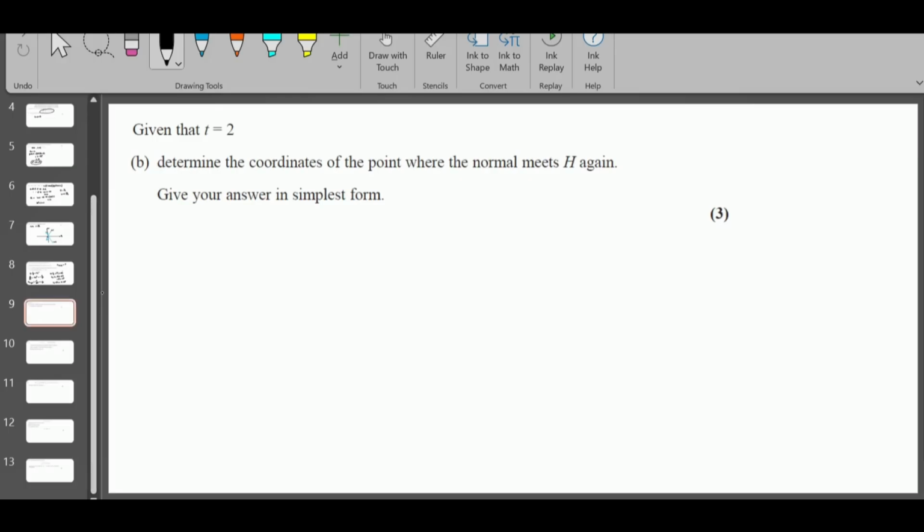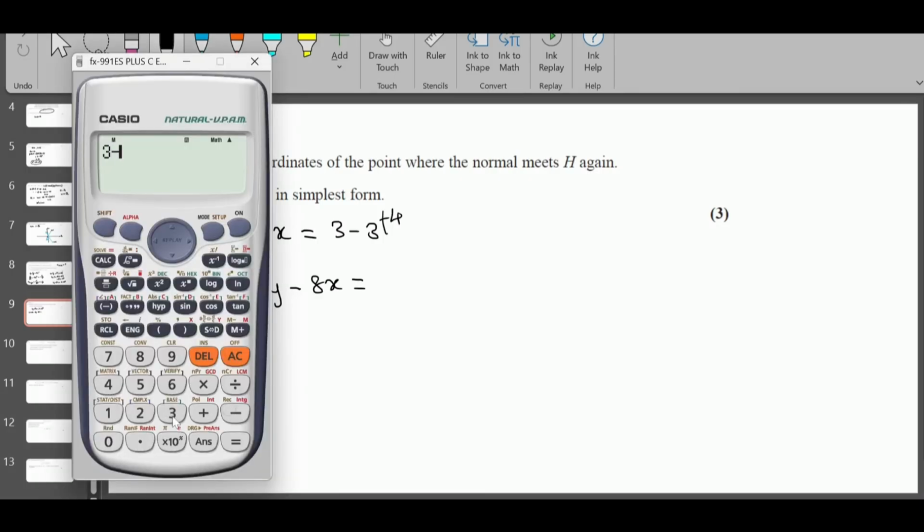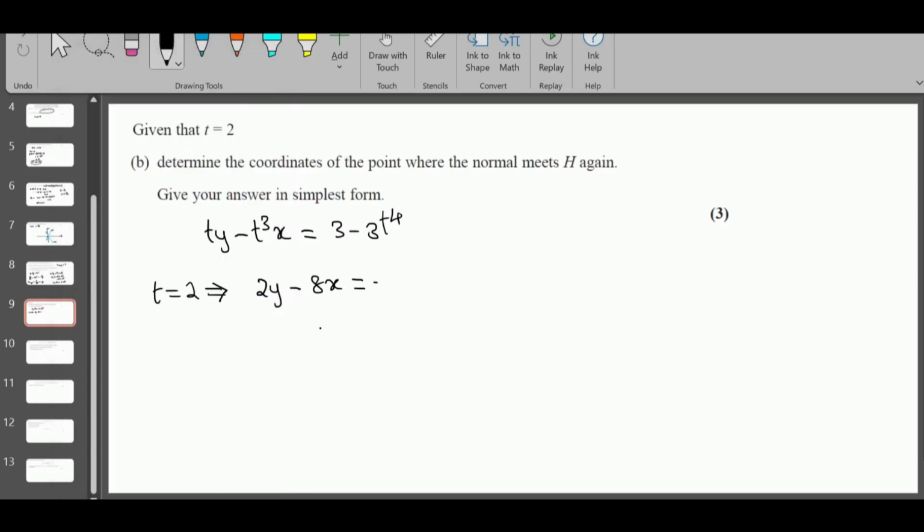Part B now. Given that t is equal to 2, determine the coordinates of the point where the normal meets H again. Okay. We know the equation of the normal. ty minus t cube x is equal to 3 minus 3t power 4. You replace t by 2 here. So we'll get 2y minus 2 cube x is equal to 3 minus 3 times 2 power 4. You get minus 45. That's the equation of the normal when t is equal to 2.